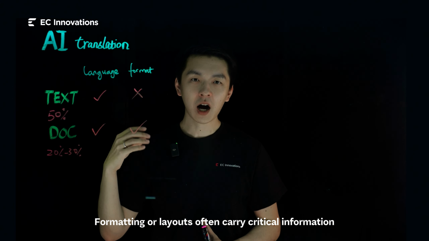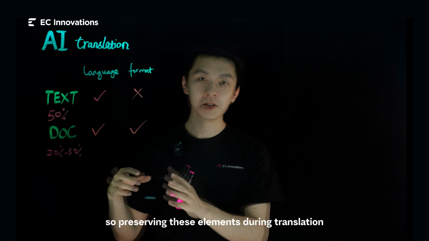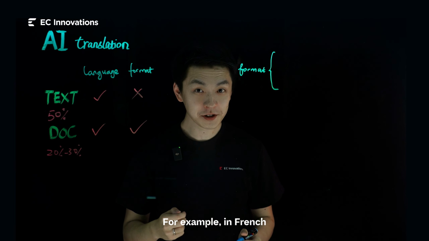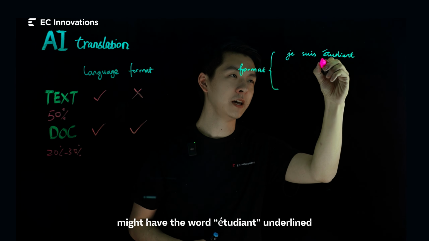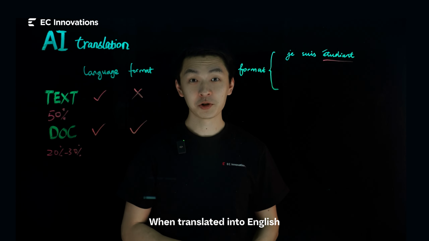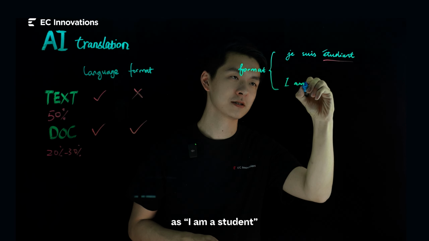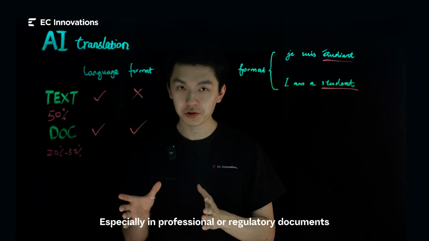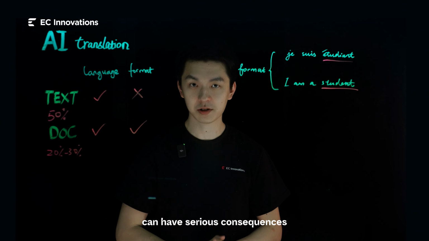Formatting or layouts often carry critical information, so preserving these elements during translation is also just as important as getting the translation correct. For example, in French, the phrase "Je suis étudiant" might have the word "étudiant" underlined. When translated into English as "I am a student," the word "student" must also be underlined, especially in professional or regulatory documents where even small mistakes can have serious consequences.